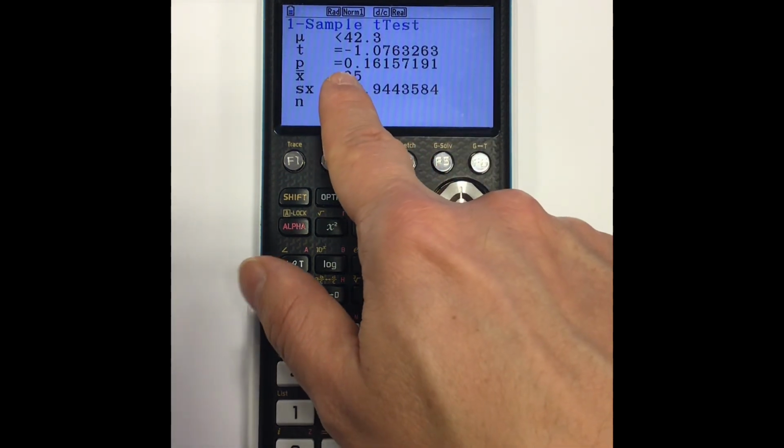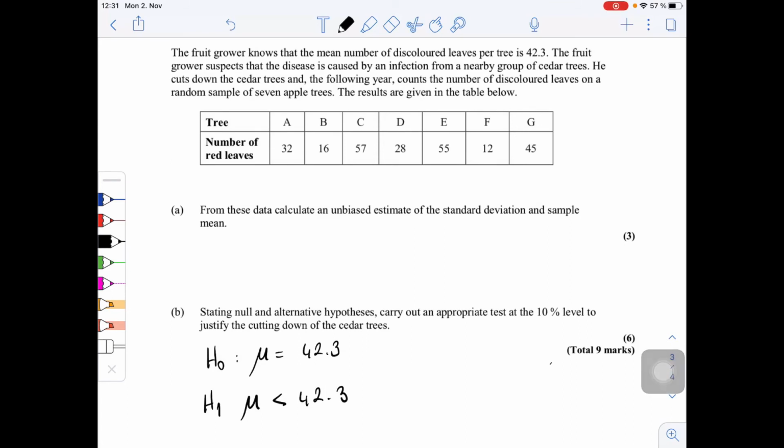Now look at our p-value. The p-value is over here, 0.162. Let's say we are looking for less than, right? Less than 10% is over here. So we found that 16.2%. This area stands for H null. That means the mean is not less than 42.3. Still we have disease. Cutting down the trees didn't help us.